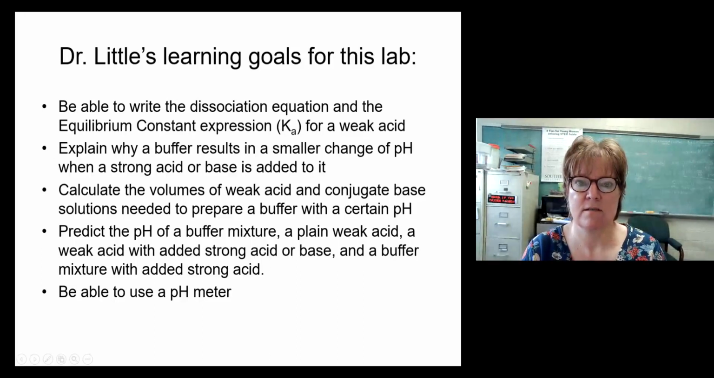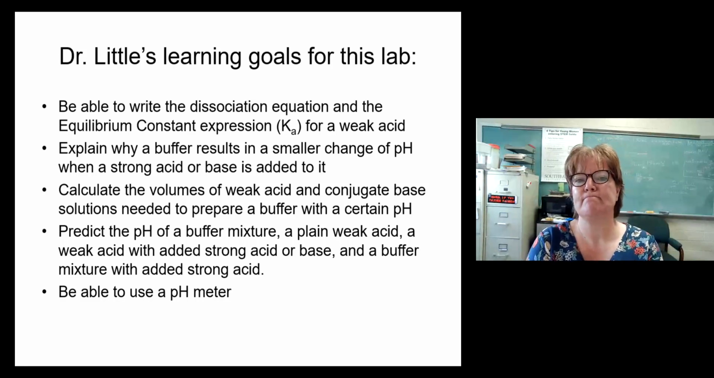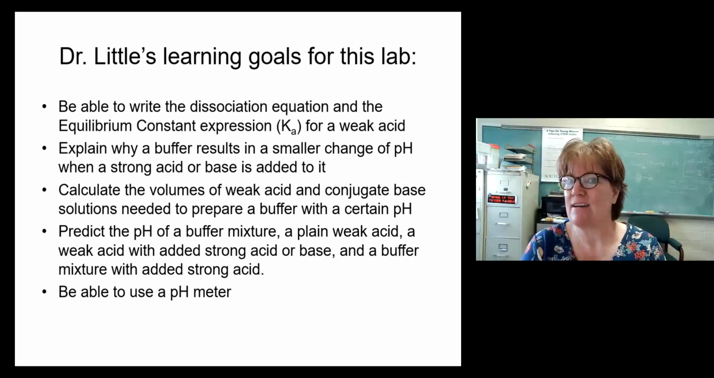Hello students, this is the lab I've been warning you about all semester. It's the buffer lab, and we are going to be dealing with buffers. So this is not actually that hard of a lab to do in the lab.